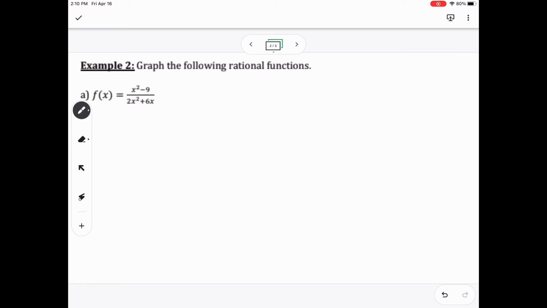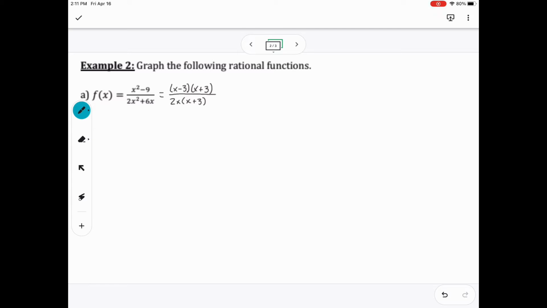Okay, so now sometimes we're going to have to factor both the top and the bottom. So that's what I'm going to do first, because it'll make it easier for us to find our vertical asymptotes and any x-intercepts or anything like that. So I get x minus 3 times x plus 4, or sorry, x plus 3. And then at the bottom I get 2x times x plus 3.